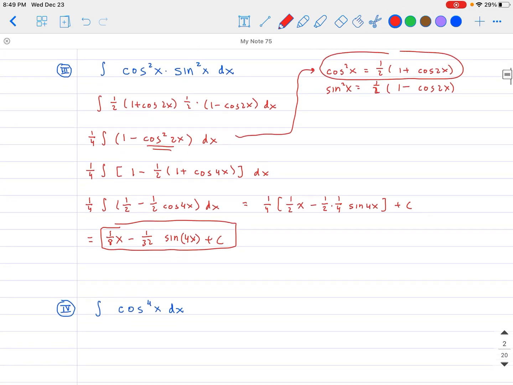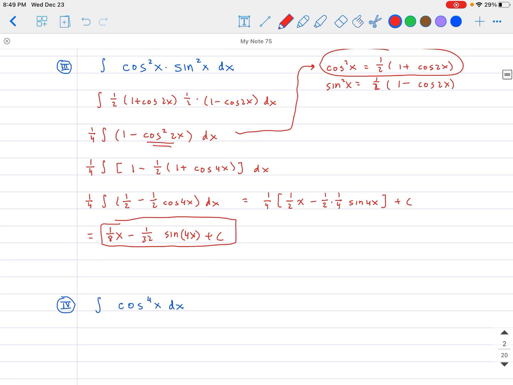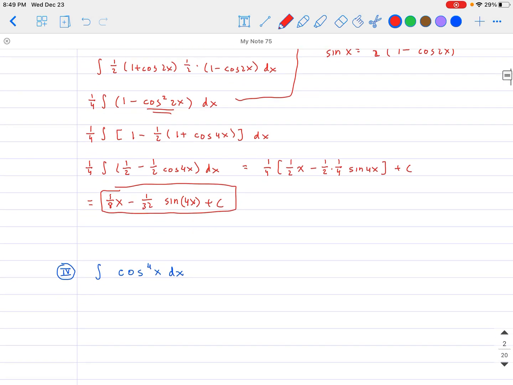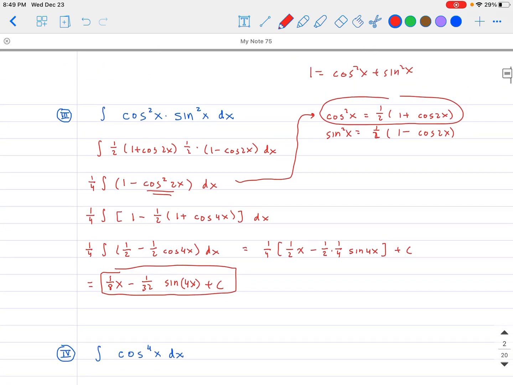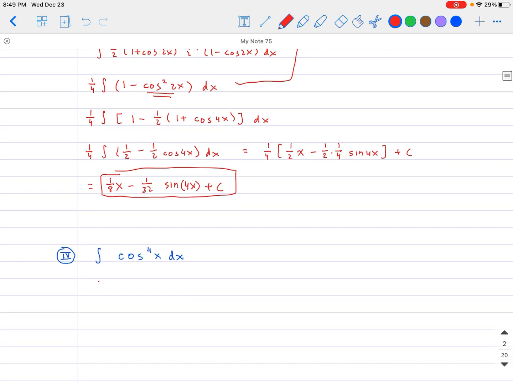Now, let's see what happens if you have just cosine to the 4th power of x, where sine is no longer present? Well, you can do exactly the same thing, because using this double angle formula, we can diminish that exponent of 4 into something smaller that we can manage. So that's going to be the integral of, let me write it in this form so you can see it a little bit better.